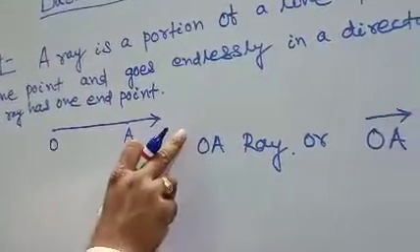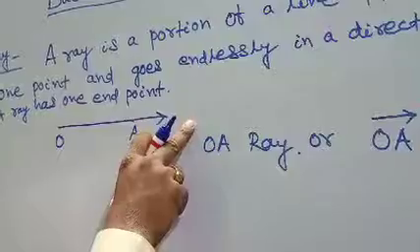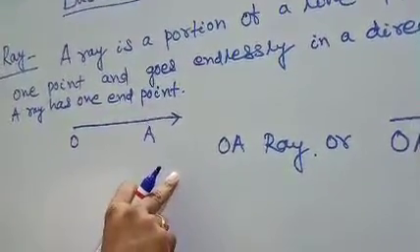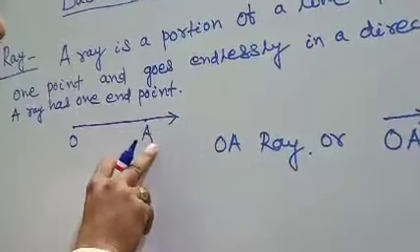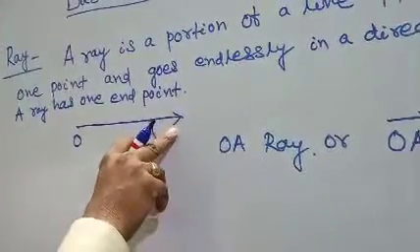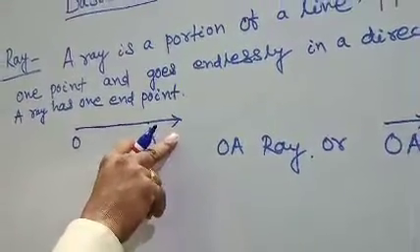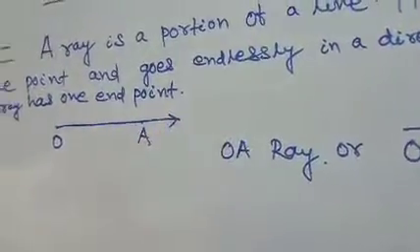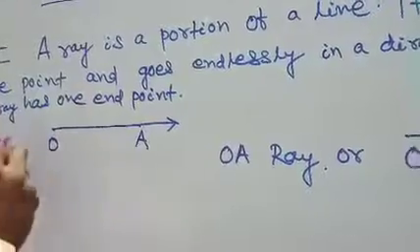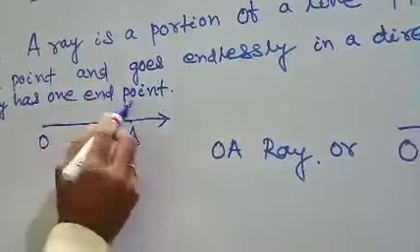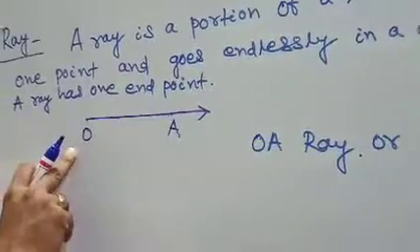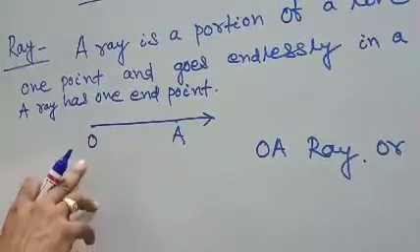the length of the ray we cannot measure. It will go endlessly in a direction. Here the ray moves towards A indefinitely. A ray has one endpoint. The starting point of the ray is one.